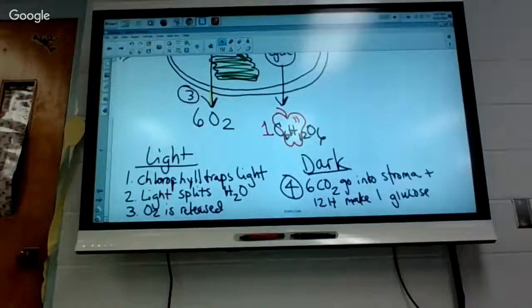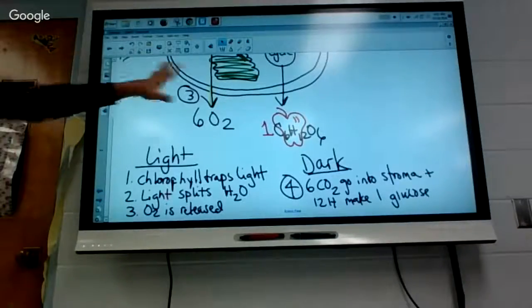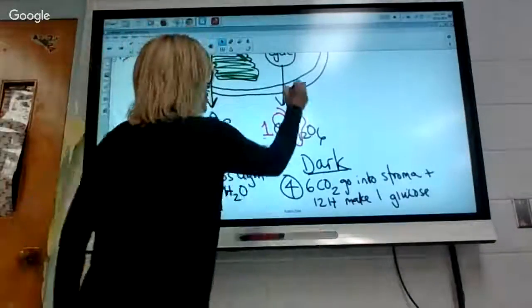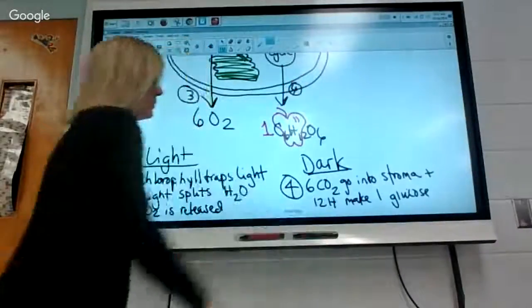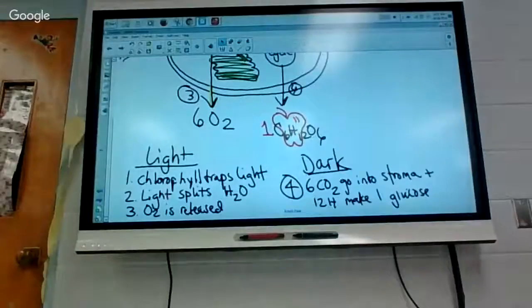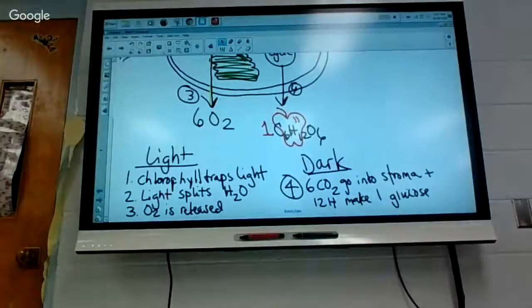Would this little cycle right here be number 4? Yep, that's number 4. I just kind of consolidated it because as long as you know that, you're in good shape.